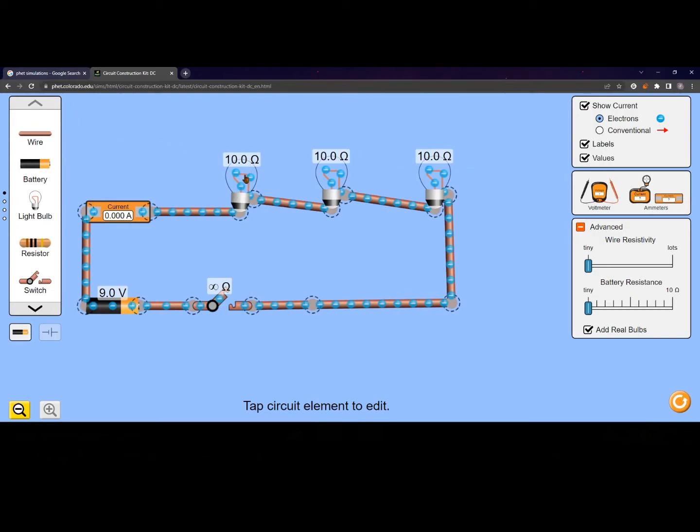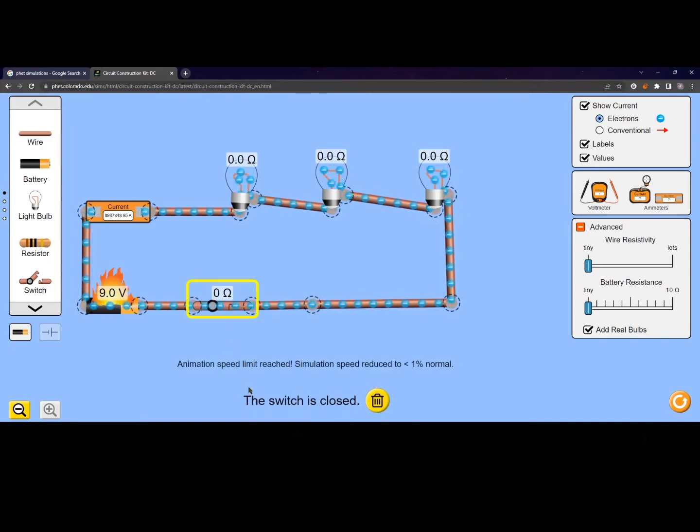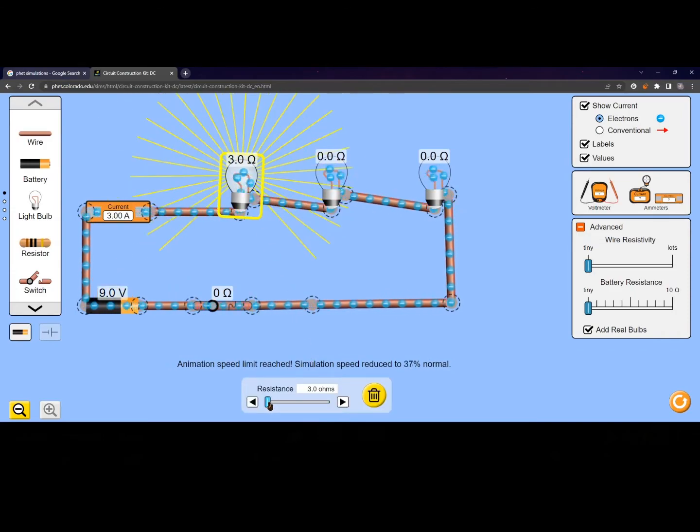Why? Because these bulbs are actually acting as just resistance, right? Now I'm going to reduce the resistance to 0 for all 3 bulbs, right? And now I'm going to turn on the switch. As you can see, the current is going too fast. The battery is on fire because a nearly infinite amount of amperage is going through. Why? Because the resistance is not there.